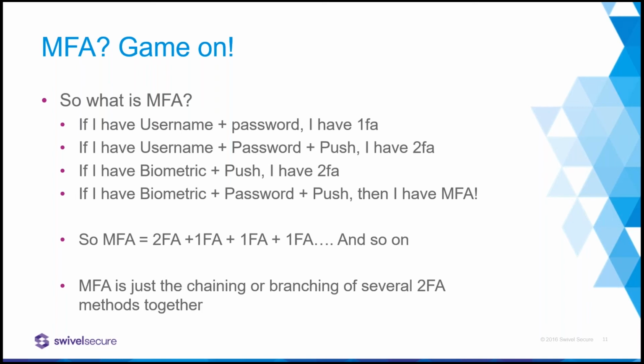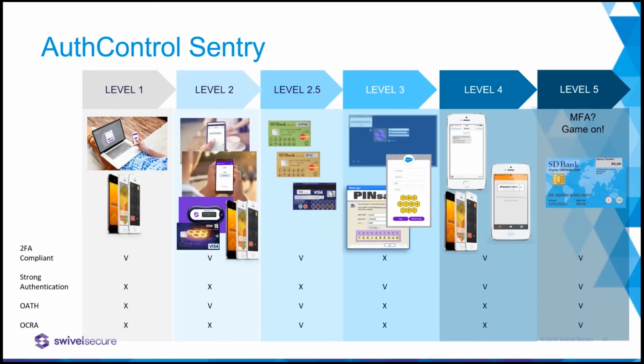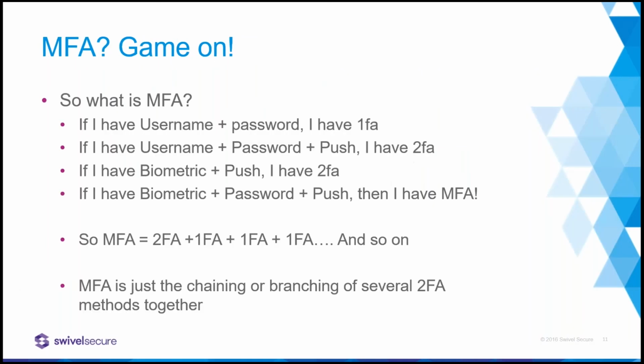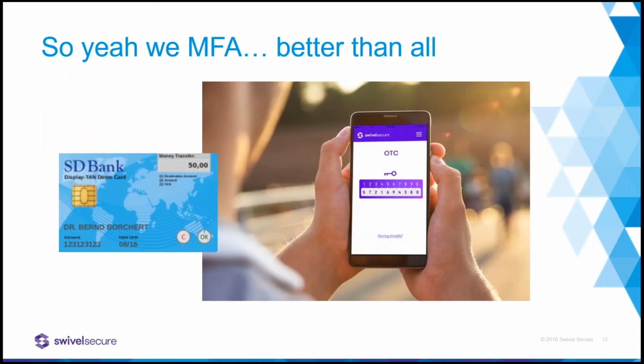But essentially, that's it. So it's chaining several methods together. And as such, let's go back one slide. If you look at all the offer you have here, and again, not all methods are here, we have more methods than anyone else. And as such, you can have a better and more myriad of options in terms of MFA. So yeah, we do MFA. We do MFA better than all of them, actually, unless they have PINsafe, which they don't.